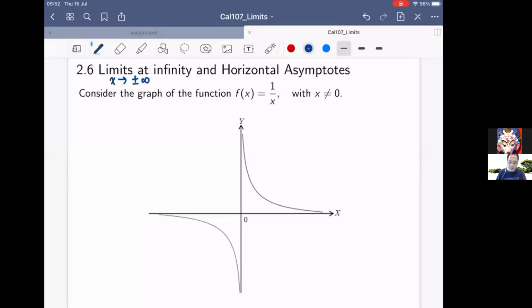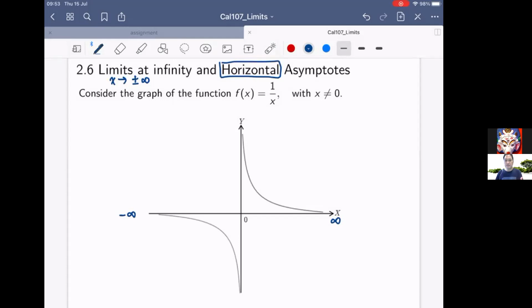And we are also going to introduce the so-called horizontal asymptote. An asymptote describes the behavior far away, either on the right-hand side as x goes to infinity or the left-hand side as x goes to negative infinity, of that function. It means that the function will go close to that asymptote as x goes to infinity or negative infinity.